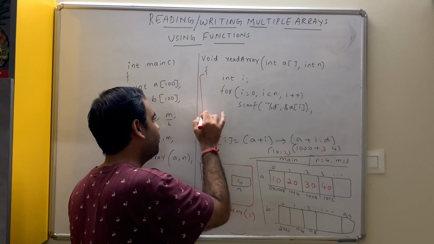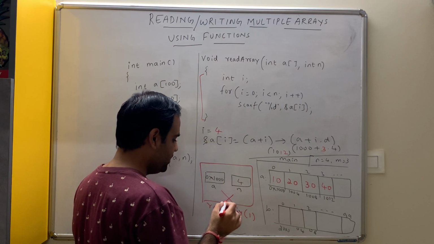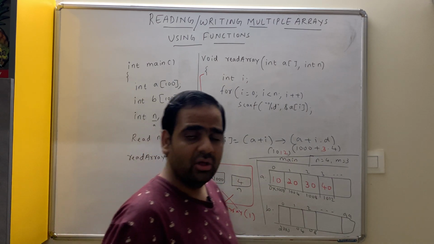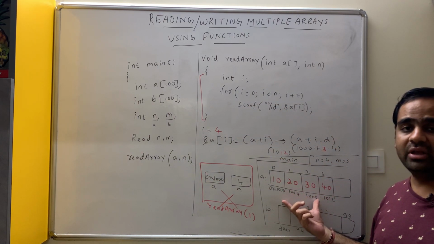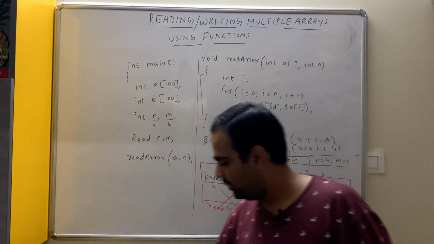You come out of the for loop, and the closing bracket of the function is taken as return. The scope dies, you come back to main and you see that the n elements of the array A are being read. Is that okay?